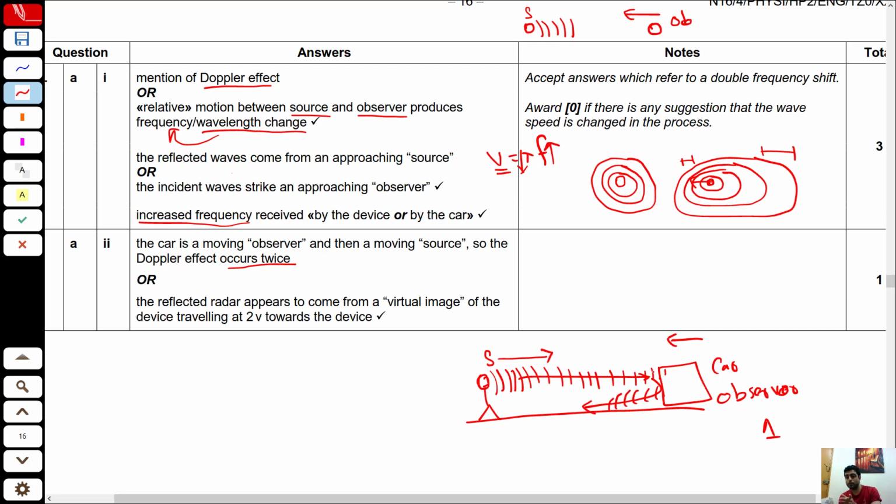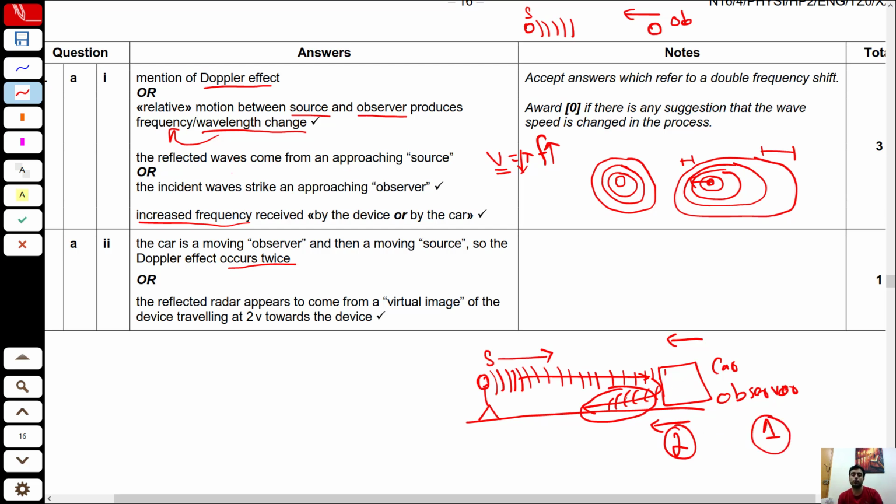But the problem is that this car is no longer stationary. This car, which is the observer, is also moving. So when the observer, upon which the wave is reflected back, also starts to move, there is a second Doppler effect happening. It's like the observer becomes the source of this microwave. The microwave, as a result of reflection, appears as if it is coming from a second source, which is the observer. In reality, it is just a reflection, but it appears that it is coming from a second source. That is why there are 2 Doppler effects occurring.